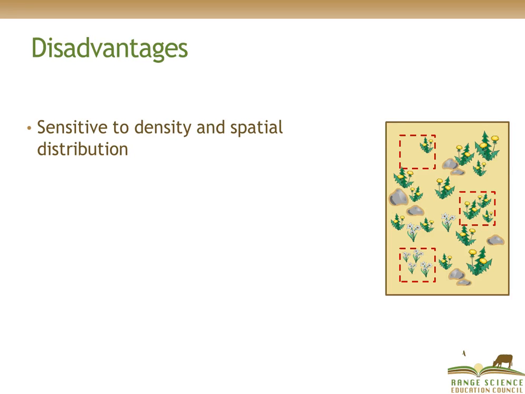And one of the reasons we consider this sensitivity a disadvantage is that if a change in frequency is detected, we don't necessarily know whether the change was due to a change in the density of the species or a change in the spatial distribution of the species, or both density and spatial distribution. The only way we could know the reason that frequency changes is if we collect other information at the same time.